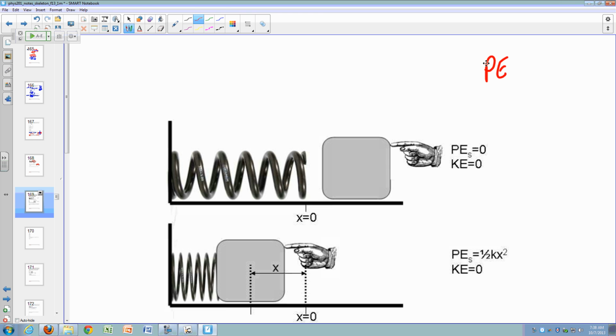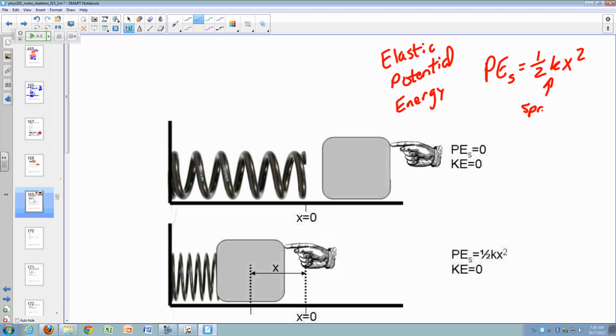The potential energy, this is the elastic potential energy, which is just the energy of a spring, is equal to 1/2 k times x squared, where again, k is the spring constant, and x is just the compression or the elongation or the displacement of the spring.